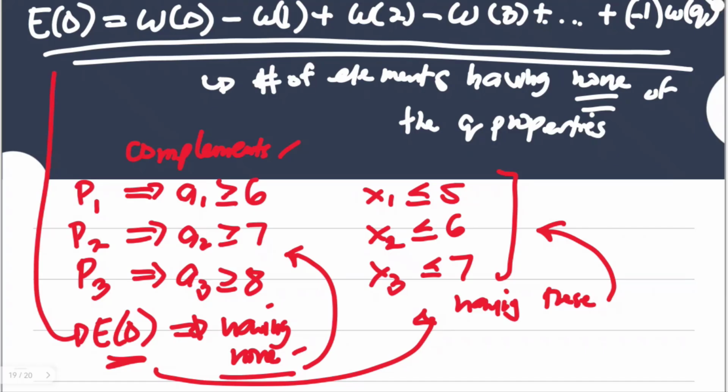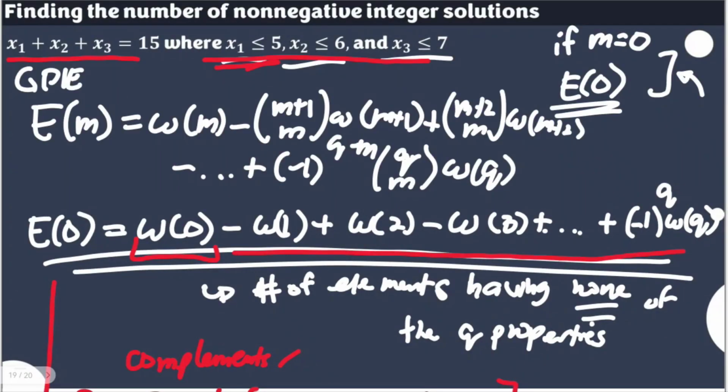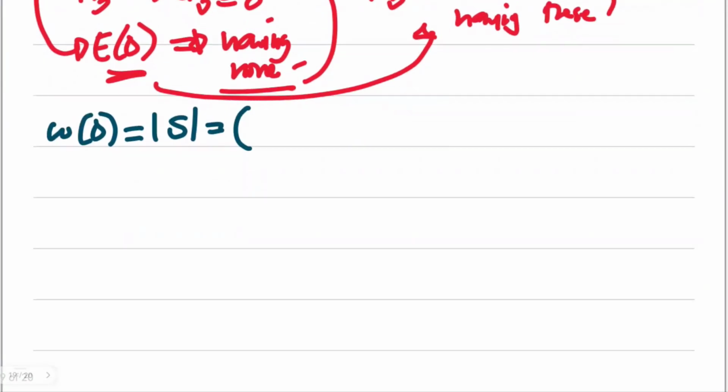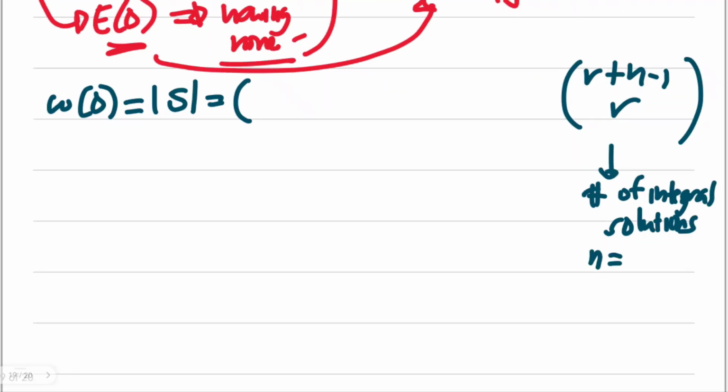So that we could start now with our first method. Our first step is to identify these quantities for our E of 0. Take note, our omega of 0 is always equal to the cardinality of our S. And what would be our cardinality of S here? We are picking here the number of integral solutions, given before in the previous chapter, r plus n minus 1 taken r. This tells us the number of integral solutions, where n is the number of terms and r would be your total.